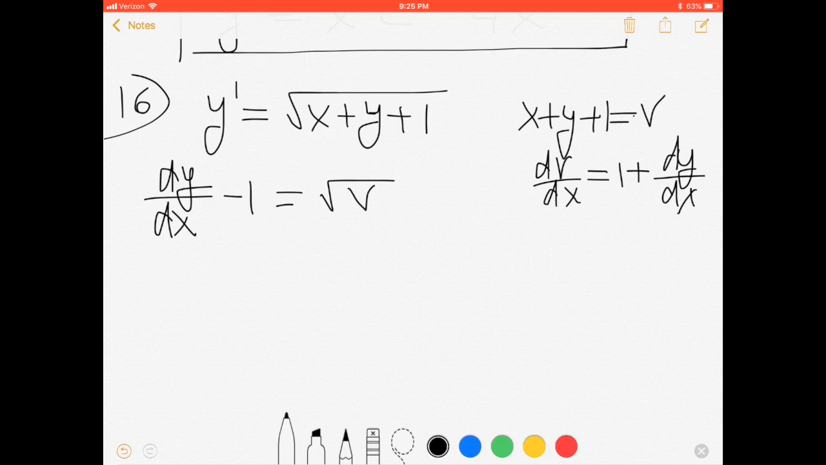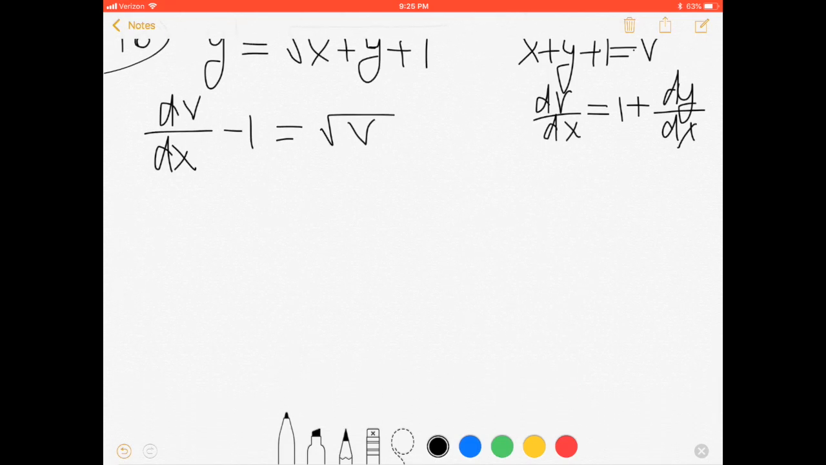Sorry, I wrote dy/dx where I meant dv/dx. Okay. Now what we have means dv/dx equals the square root of v plus 1.